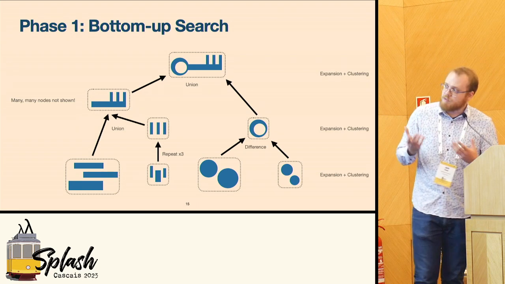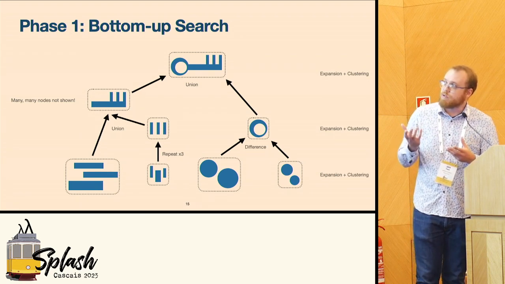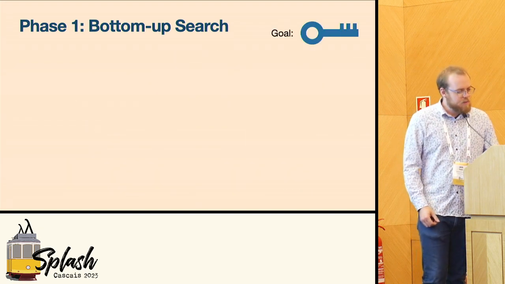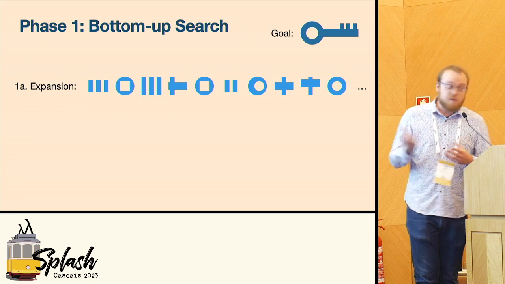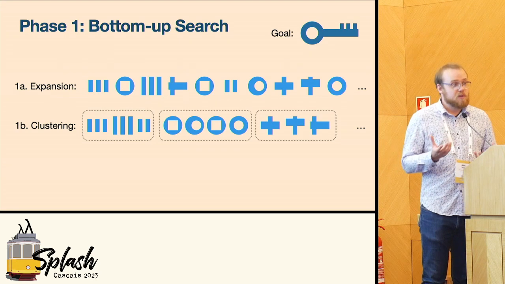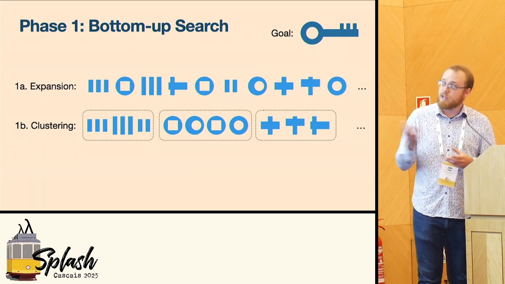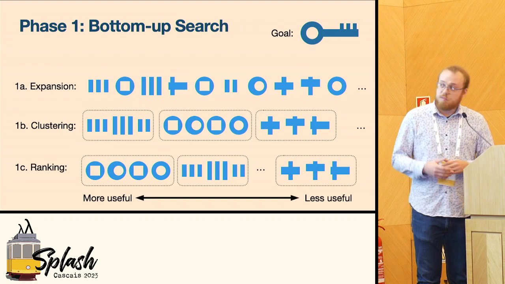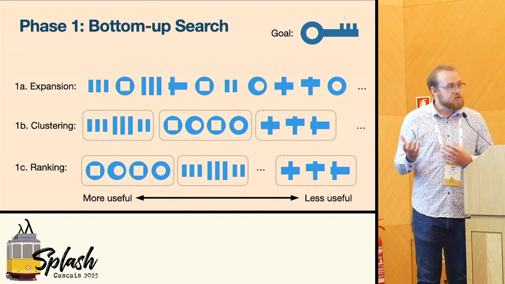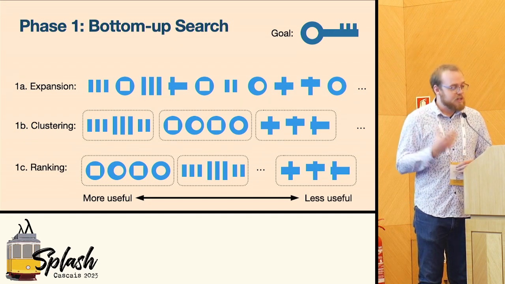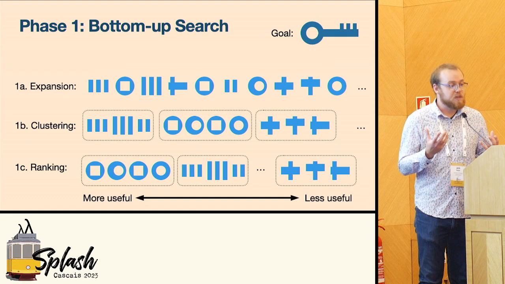So the bottom-up search looks almost exactly the same as it does for standard synthesis with equivalence reduction. We repeat an expansion step where we generate new programs by composing programs we have found. And then we perform a clustering step. This is analogous to equivalence reduction, but in our case, we're building clusters of bounded radius using our distance functions. We then perform a ranking step to attempt to select the clusters that we believe will be most useful in solving the overall problem. We retain those top K clusters, and we continue building our space.